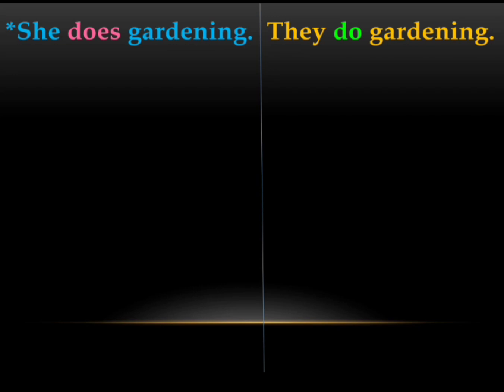Now let us see the examples using the do verbs and have verbs. First with do verbs. She does gardening. She is singular, so we use the singular do verb does. They is plural, and so we use the plural do verb do. But the past tense do verb, which is did, can be used with both singular as well as plural. She did gardening, they did gardening.